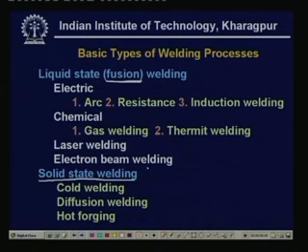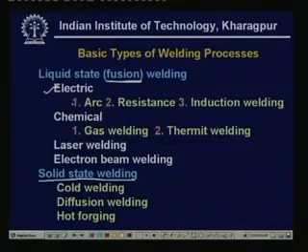There are various kinds of liquid state welding or fusion welding. One is electric welding, that is fusion. What happens is that one of the materials or parts to be joined is brought to a molten, liquid state, and then some metals or non-metals are added to increase the strength of the joint.